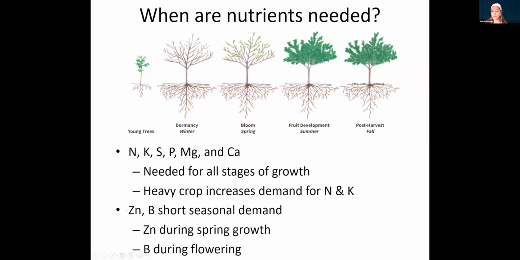On the micronutrients, zinc and boron, they have a short seasonal demand, but still very critical. Zinc, we see a large uptake or large need for metabolic processes during spring growth, and then boron, particularly during flowering.